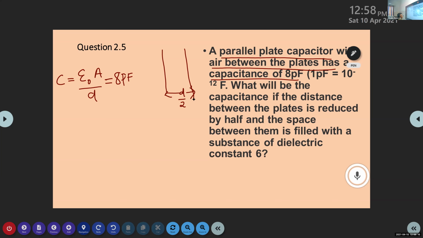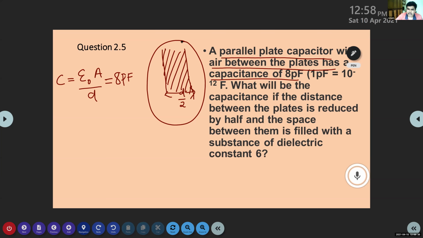And the space between them is filled with a substance of dielectric. So instead of air, the space between them is completely filled with a dielectric constant of 6. Is it completely filled with dielectric or only a small part? It is completely filled with the dielectric because the space between them is filled with a substance of dielectric.